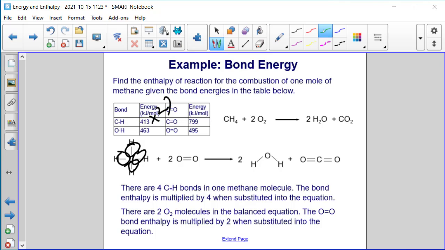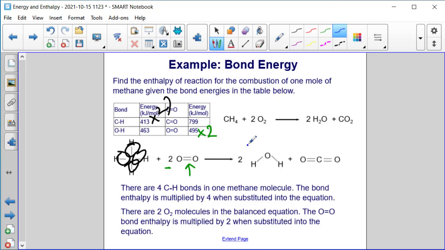Similarly, for the oxygen molecules, it's an oxygen-oxygen double bond that we're breaking, but we have 2 of them. So we're going to break an oxygen-oxygen bond 2 times. So if we take this oxygen double bond oxygen and we multiply it by 2, that's the total energy we have to put in to break those 2 double bonds. Now, remember that when the atoms rearrange to form the products, energy is released. So now we find out how much energy is released.